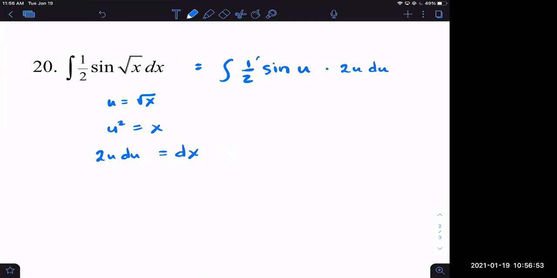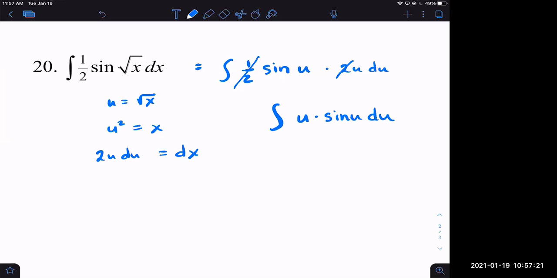I notice that the 1/2 and the 2 can cancel out, so that's a good sign. I'm just going to write the u in front, so I have u times sine of u du. Right here, I was feeling pretty hopeful because I see a product of two functions. One isn't the derivative of the other, so it's not a typical u-substitution. But what was the rule we learned last week? If you have two functions that are being multiplied, what method can you do?